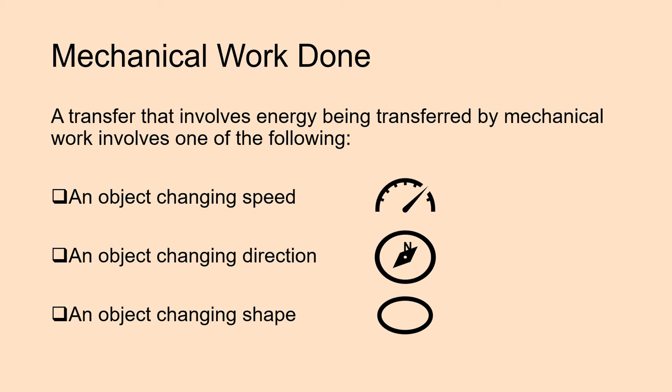So, during mechanical work done, a transfer involves energy being transferred by mechanical work involving one of the following. So either an object is changing speed, an object is changing direction, or an object is changing shape.